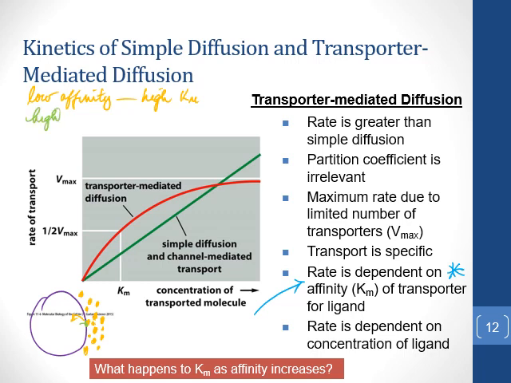A high affinity transporter is going to have a low Km. Okay? So that Km, the affinity that that transporter has for that molecule, is going to play a key role in thinking about how these protein-mediated transporters work. So the question I've got down here at the bottom is, what happens to Km as affinity increases? Well, based on what we just said, we can see that as affinity increases, the Km decreases.